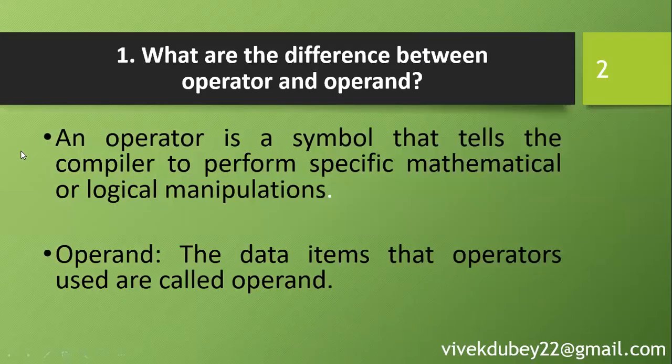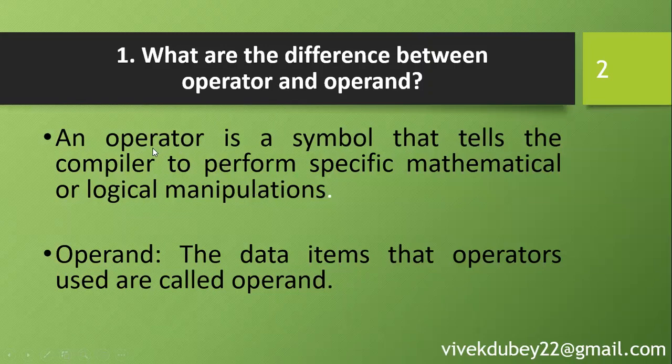Now, the first question: what is the difference between operator and operand? As we know, an operator is a symbol that tells the compiler to perform a specific mathematical or logical manipulation.